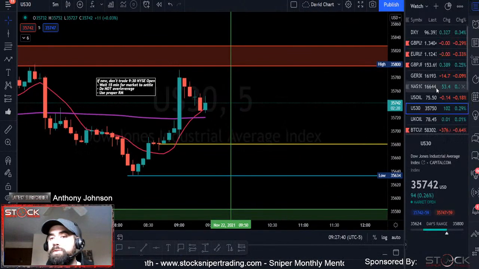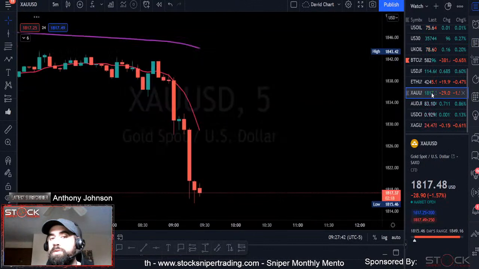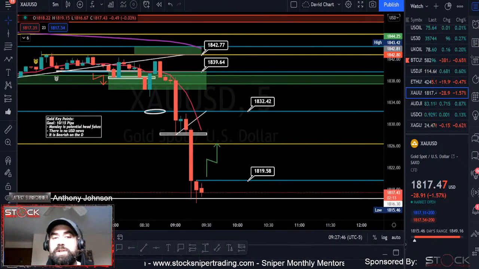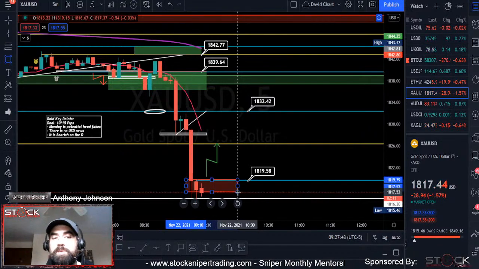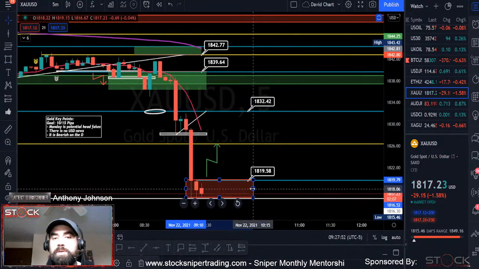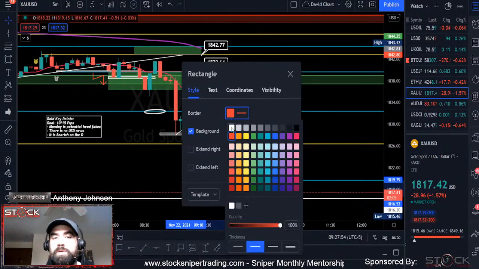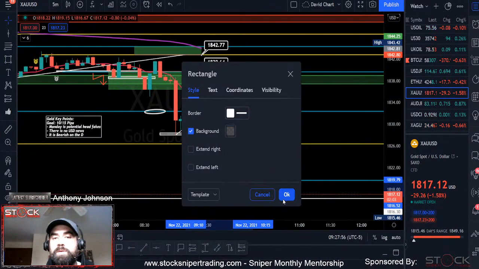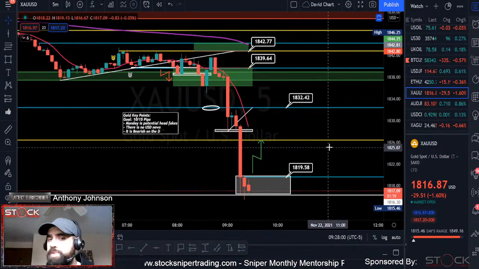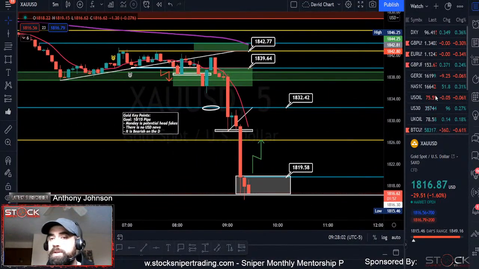Let's check out gold. Nothing just yet. But gold is consolidating right now. You can see top to bottom, it's not letting it break. That's gold. The only reason why I'm still looking at gold is because a lot of people are still trading it.